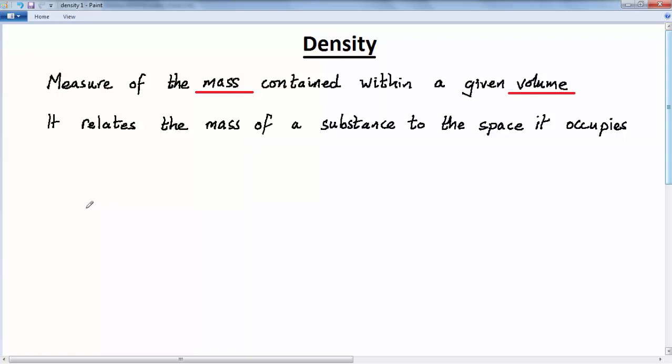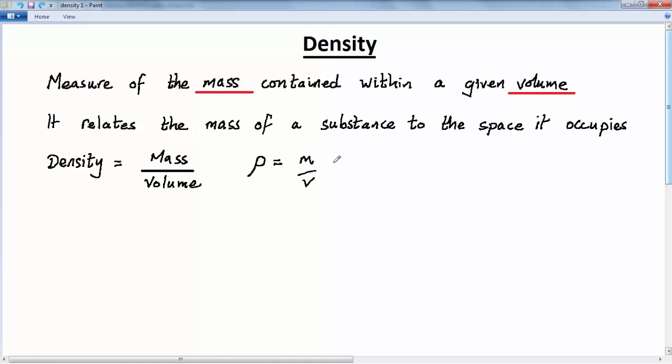So we can write a simple formula for density. We can say that the density is equal to the mass divided by volume. Now, strangely enough, the symbol for density, you thought it might be D, but it isn't. It's a Greek letter rho, which looks like a P, okay? And we can write that as equal to m over v. That's mass over volume.